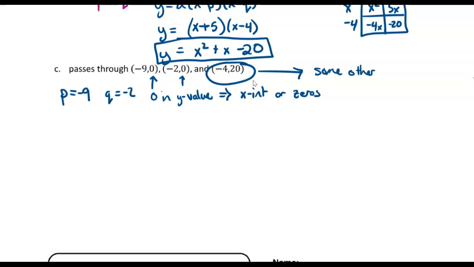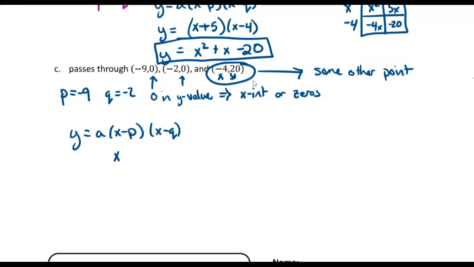It doesn't say it's the vertex. It's just some other point. So that means we can call it x and y. Okay, so because they gave us the x-intercepts, that tells you, hey, start in intercept form. So this is intercept form.